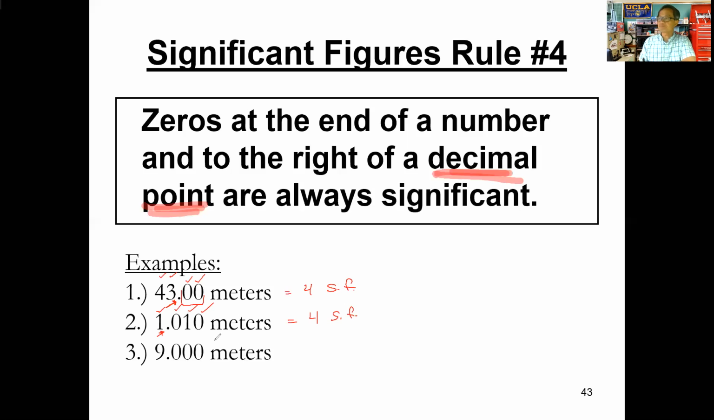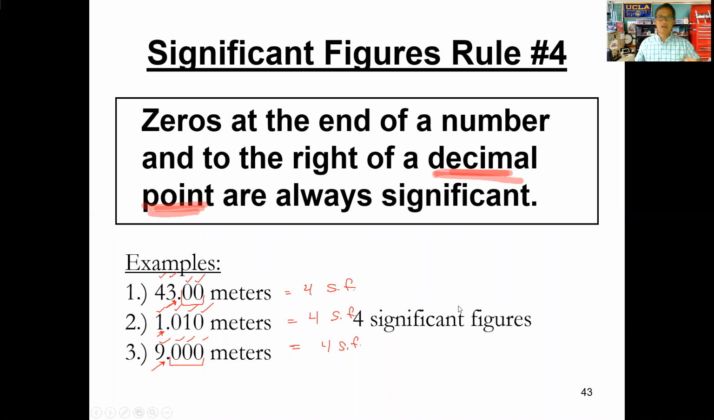Okay, all right. Let's take a look at the last measurement. We have the 9, a non-zero digit that counts. And then we have these 3 zeros right there. Those 3 zeros are the zeros furthest to the right. And is there a decimal point clearly written in there? Yes, it is. There's your decimal point clearly written in. So those 3 zeros do also count. They are significant, and so therefore that number also has 4 significant figures. Okay? So each one of these numbers has 4 significant figures. Okay? So that's rule number 4.